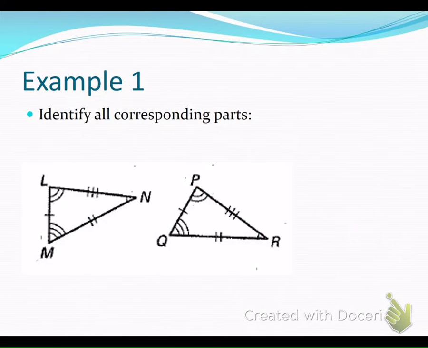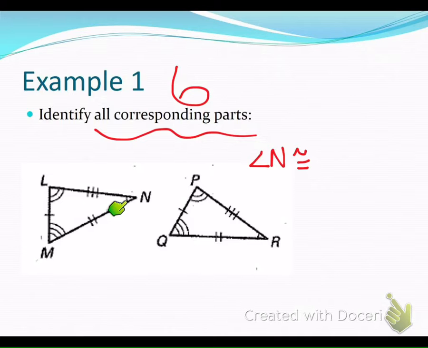So the directions say to identify all the corresponding parts. When you are identifying all the corresponding parts, you should have 6 answers. It's a lot, okay? The reason you have so many answers is because every single triangle has 3 angles and 3 sides. So you have 6 parts of this triangle that match with 6 parts of this triangle. So I'm just going to start on the angle that's labeled with 1 arc mark. So angle N would be corresponding with which angle? N matches with which one from the other triangle? R. So angle N is congruent to angle R. That's 1.